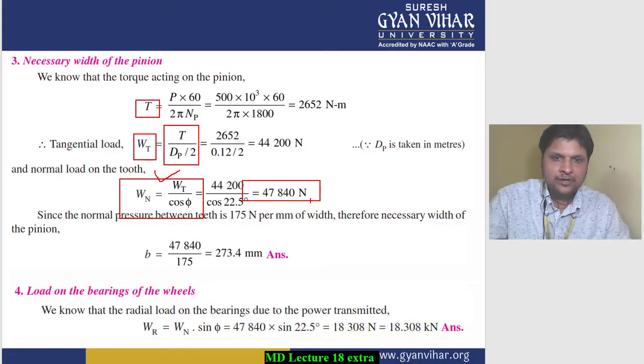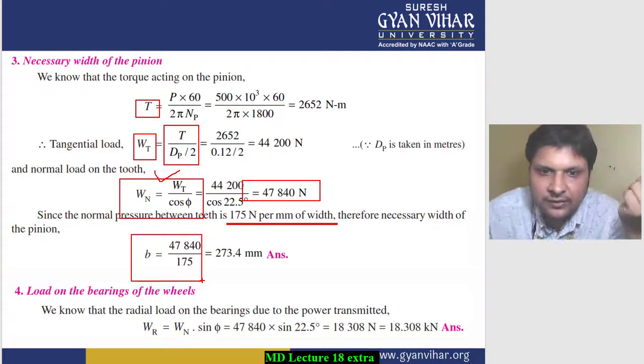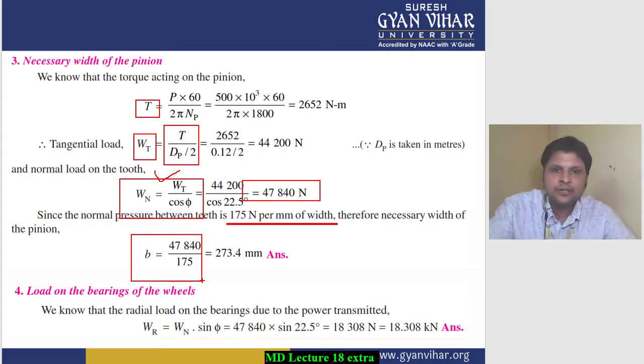Alright, and since the normal pressure between teeth is 175, this is the pressure which is given, how will you calculate the width? Width will be equal to Wn upon 175, because 175 is the normal pressure between teeth. So we have calculated the width.